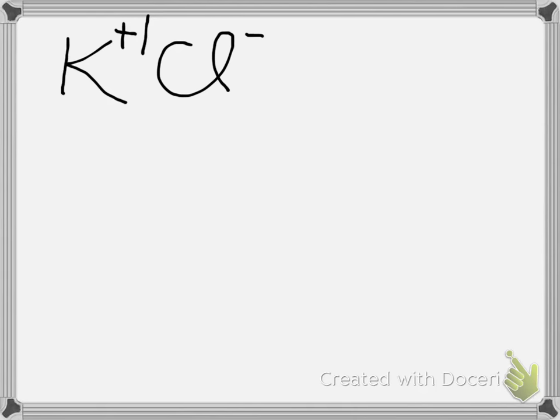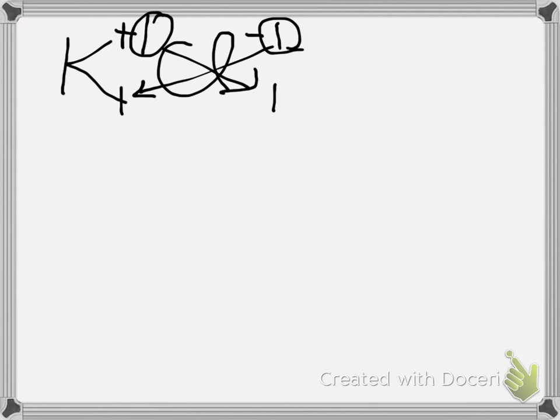Now I'm going to crisscross down these charges. So I'm going to take this one, it's going to go here. I'm going to take this one, and it's going to go here. So my formula becomes KCl. Not a big deal. Probably you won't crisscross down ones when you see them.